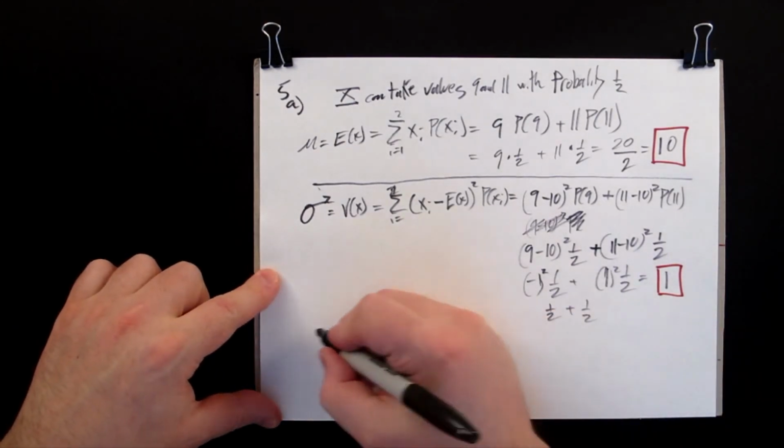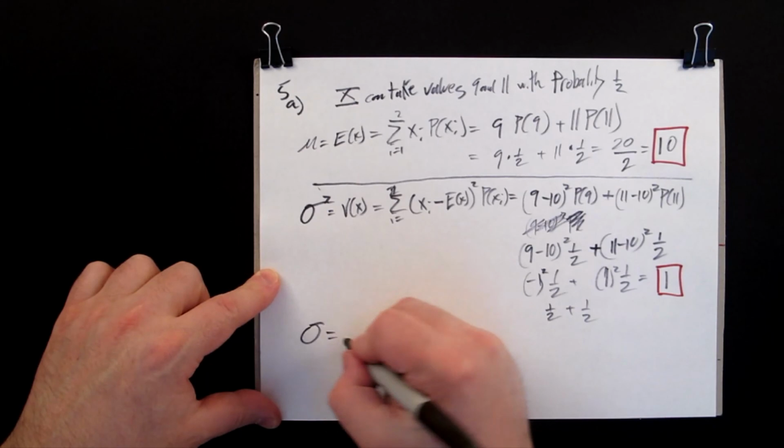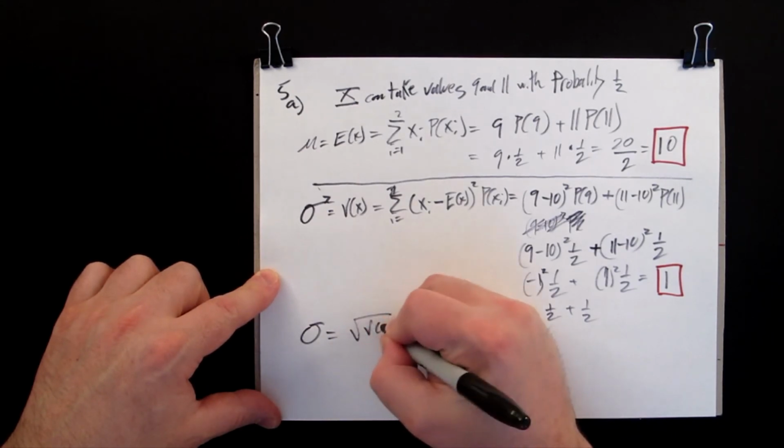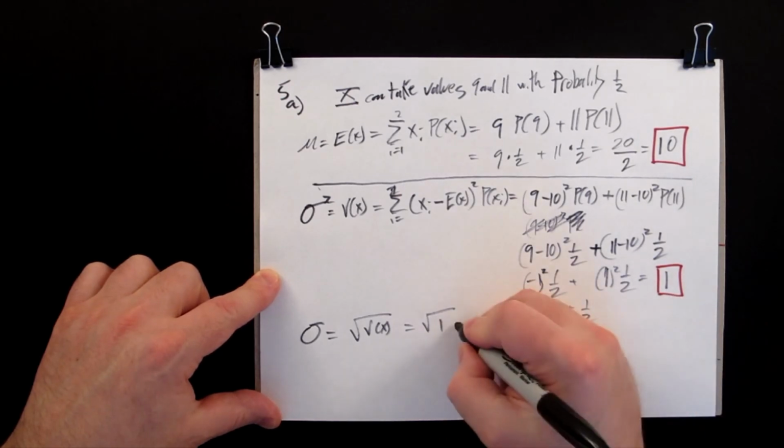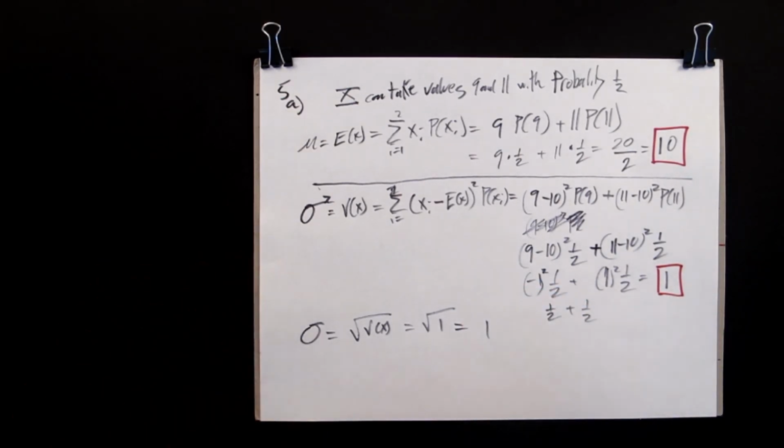Next, find the standard deviation. So standard deviation is simply the square root of the variance. So in this case, it's the square root of the value we got here, which is 1. And so our standard deviation is 1.